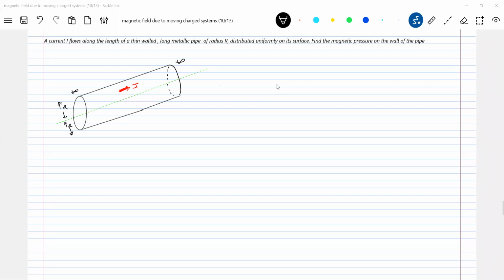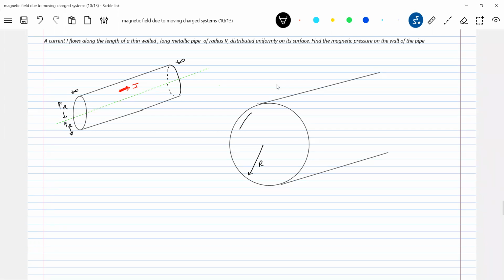So how is the current flowing? What I do is I'll assume the pipe. This is a pipe, no? This is radius r. So how is the current flowing everywhere on the surface? Because on the surface current is flowing, no?